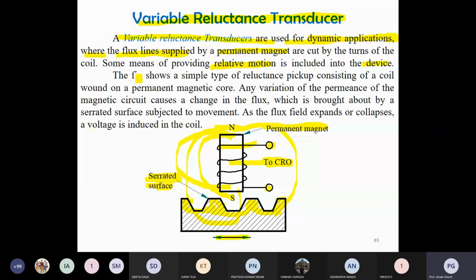The figure shows the simple type of reluctance pickup consisting of a coil and a permanent magnet core. Any variation of the permeance of the magnetic circuit causes a change of flux. Okay, you know Faraday's law. It's not Lenz's law, it's Faraday's law. The change is brought about by a surface subject to movement. As the flux field expands or collapses, a voltage is induced in the coil or inductor. So I think all of you will understand the operation of this variable reluctance transducer.